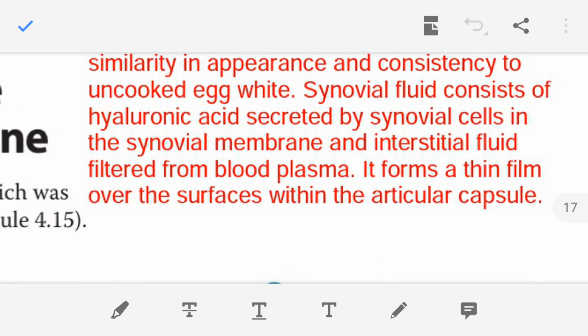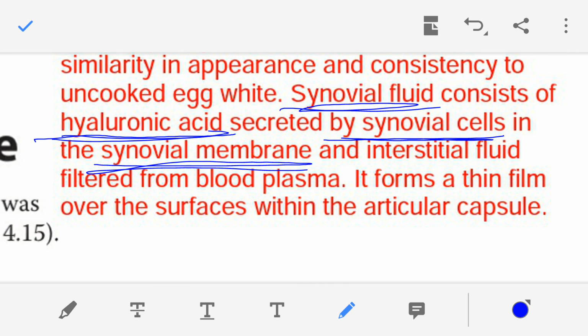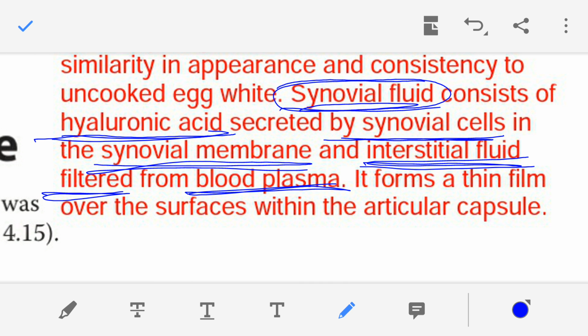Now, what is this synovial fluid made up of? In the synovial fluid, hyaluronic acid is present, and this acid is secreted by the synovial cells which are present in the synovial membrane. And this synovial fluid is also composed of interstitial fluid, and this interstitial fluid is filtered from blood plasma. So we can say synovial fluid is made up of hyaluronic acid and interstitial fluid.